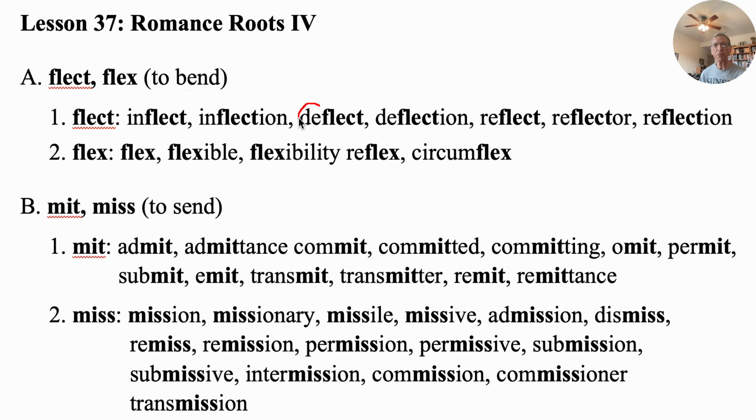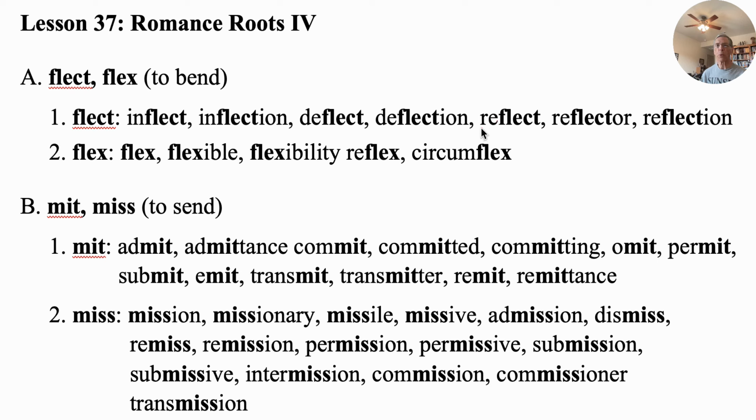Next, we have deflect, and I bet you remember de means what? Means away from. So if an arrow's coming at a soldier and he puts up his shield and it hits the shield instead of the soldier, then it's going to deflect it and it's going to bounce off. And when you deflect something, that gives you a deflection. That's the noun.